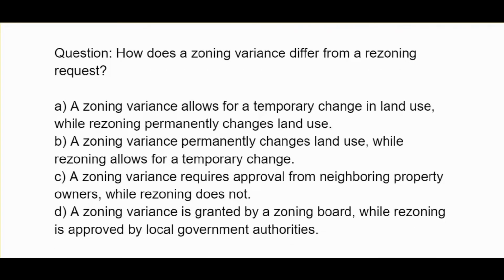How does a zoning variance differ from a rezoning request? A, a zoning variance allows for a temporary change in land use, while rezoning permanently changes land use. B, a zoning variance permanently changes land use, while rezoning allows for a temporary change. C, a zoning variance requires approval from neighboring property owners, while rezoning does not. D, a zoning variance is granted by a zoning board, while rezoning is approved by local government authorities.